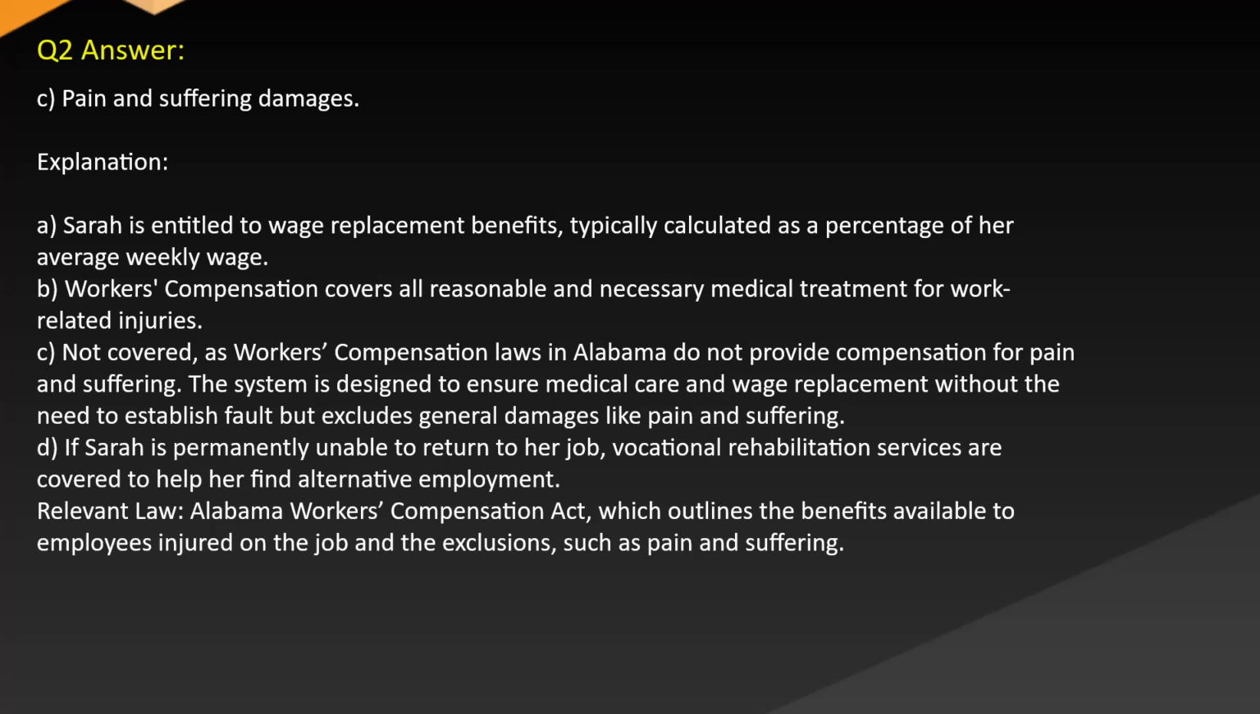The system is designed to ensure medical care and wage replacement without the need to establish fault, but excludes general damages like pain and suffering. D. If Sarah is permanently unable to return to her job, vocational rehabilitation services are covered to help her find alternative employment. Relevant law. Alabama Workers' Compensation Act, which outlines the benefits available to employees injured on the job and the exclusions such as pain and suffering.